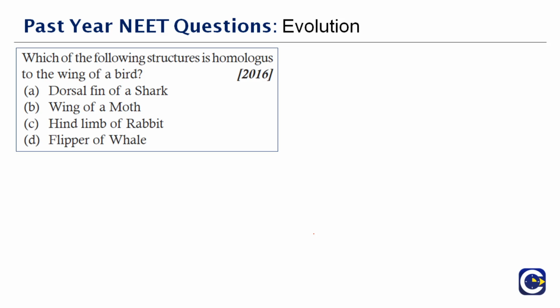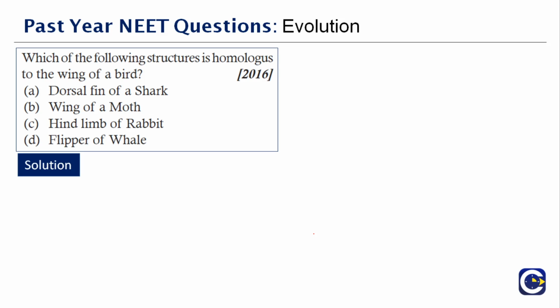Which of the following structures is homologous to the wing of a bird? This question was asked in the year 2016. You have 4 options here: dorsal fin of the shark, wing of a moth, hind limb of a rabbit, flipper of whale. So the right answer is D, flipper of whale.